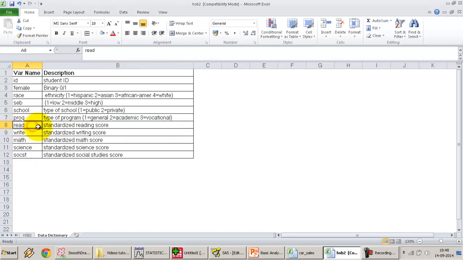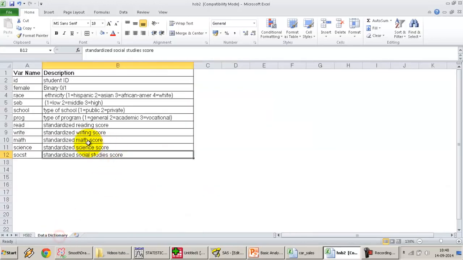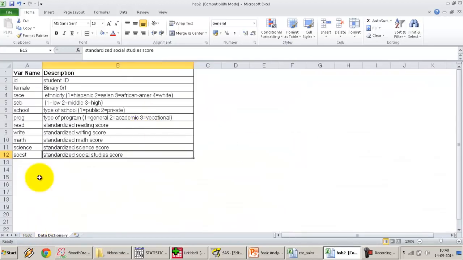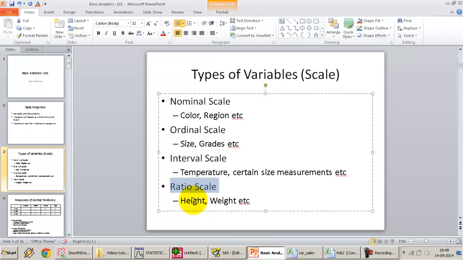Then we have the variables, which are the read score, the write score, the math score, the science score, and the social studies score. So these are exams which the students have been subjected to, right? And these are the scores which the students have obtained in their exams. Now this kind of variable does have direction, does have magnitude, right? So what are these variables? The one which we discussed in car sales as well. All of these variables, they've got direction, they've got magnitude. Again, in the HSB data set, the scores of the students have got direction, they have got magnitude. We call these kinds of variables ratio scale variables. For example, height, weight, all kinds of specific measurements, they have direction and magnitude.